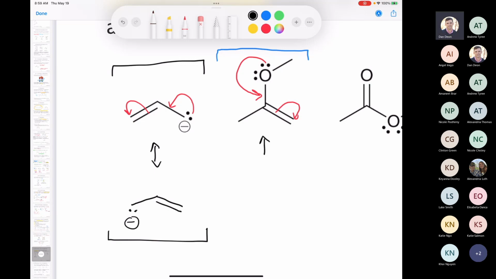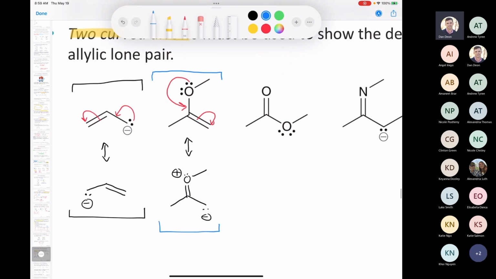Now we're going to draw what the resonance contributor would look like. In fact, I think we drew something like this already this morning. And it's going to look like this, where we have the lone pair down here. And now we have the positive charge on the oxygen and a negative charge on the carbon. Like that. Maybe I'll use my blue pen again. Like that. Okay. The next one.